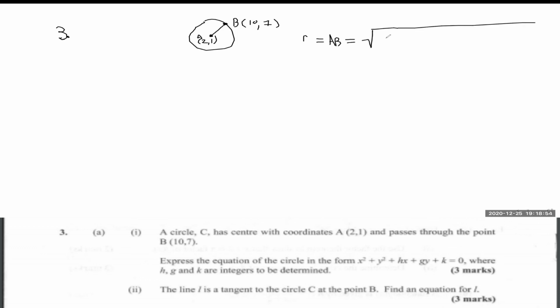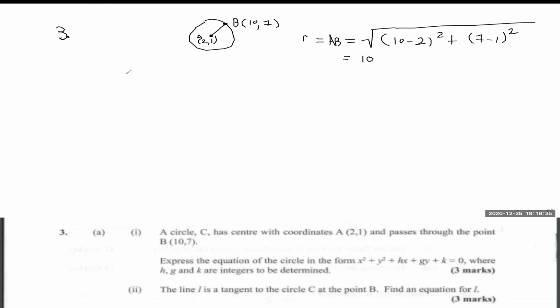The distance AB is equal to the square root of (x1 minus x2) squared, so (10 minus 2) squared, plus (7 minus 1) squared. That's going to be the radius. So when we use this formula, 10 minus 2 is 8, 8 squared is 64, plus 36, square root of that is 10. So the radius is 10.